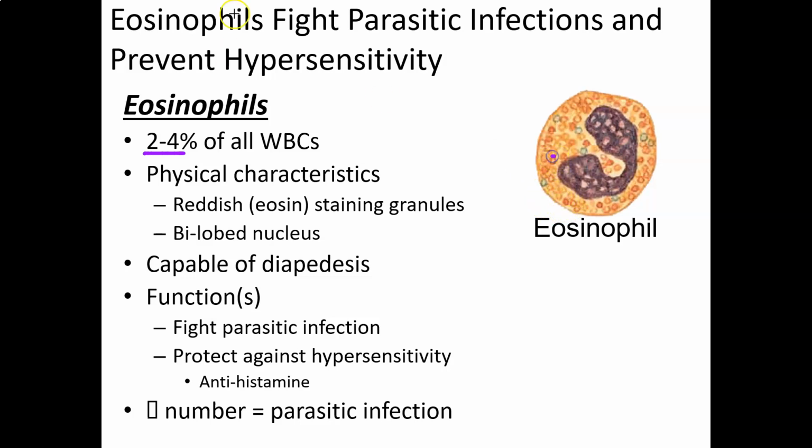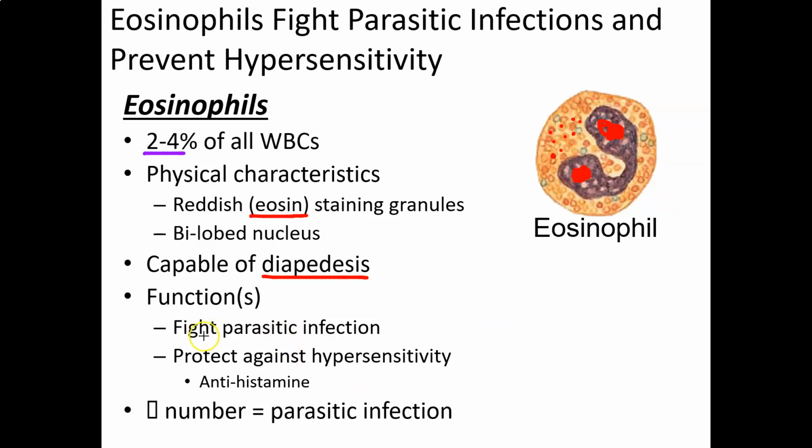See these little granules? We're going to see little red dots all over the place. And those reddish staining granules are going to tell us it's an eosinophil. As a matter of fact, eosin means red. The other characteristic they have is they tend to have a bilobed nucleus. So here's a lobe here, here's a lobe here. So there's two lobes, and that's pretty consistent with what we see for an eosinophil. Like we saw with the neutrophils, they're capable of diapedesis. They can leave the bloodstream and enter the tissue.